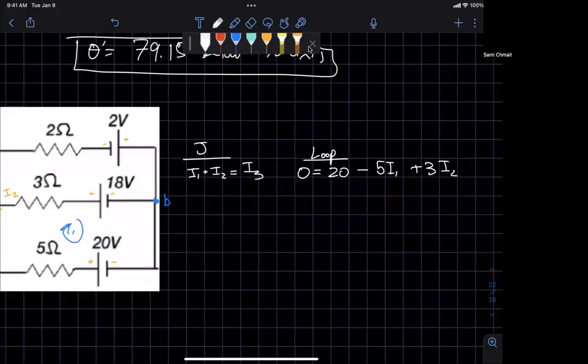We keep moving along. The next thing we hit is our battery. This time, our loop hits the plus terminal first, so that's why it's going to be -18. Previously, our loop would go through the minus, then the plus terminal, but in this case we're going to go through the plus to the minus. So that's the difference between our signs.